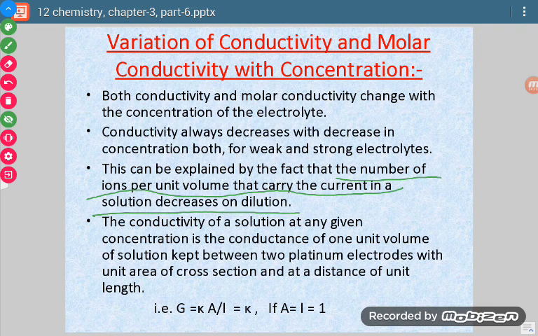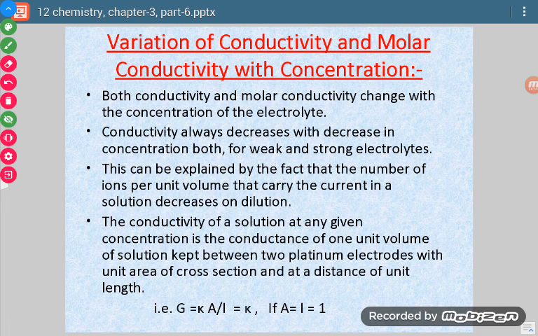Suppose there are 100 ions in 1 liter of solution, and when we dilute it, suppose I put 1 liter more of solvent. Now those 100 ions are distributed in 2 liters of solution. So what will happen now? Per unit volume, the number of ions will decrease. So there is a decrease in concentration, and the conductivity value will decrease with decrease in concentration.